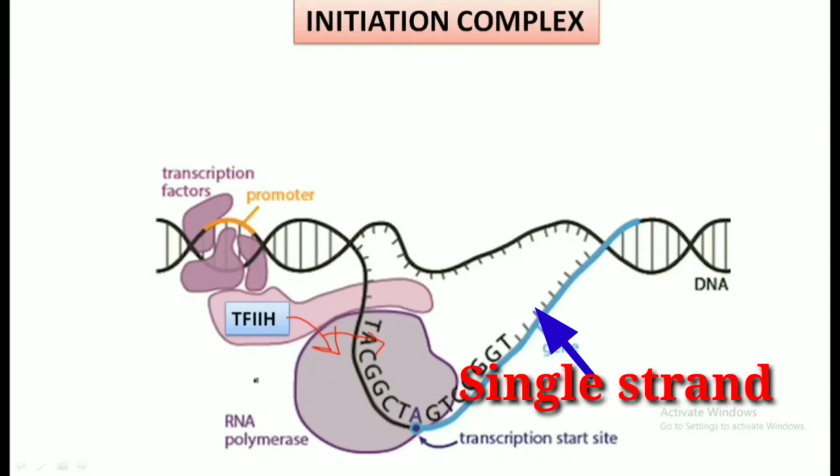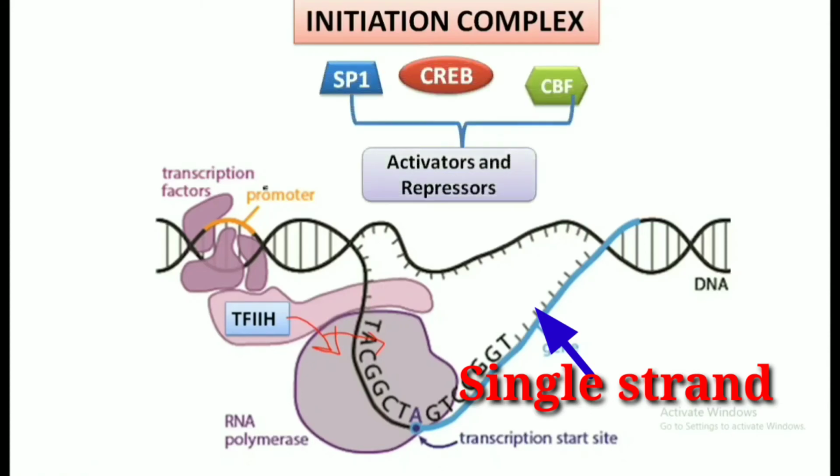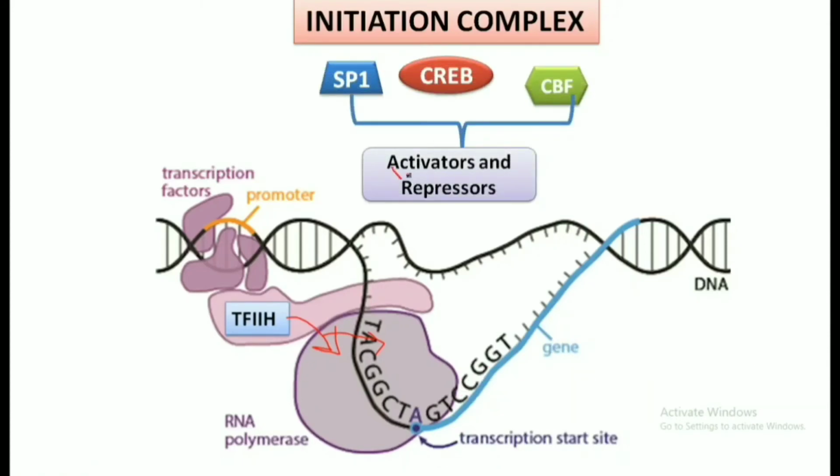There are other regulatory factors which also regulate the transcription, and they are known as activators and repressors. For example, CREB, CBF or SP1, which are responsible for modulating the transcription rate. Okay, they are acting as either activators or repressors. Activator proteins usually increase the transcription rate, and repressor proteins decrease the transcription rate.